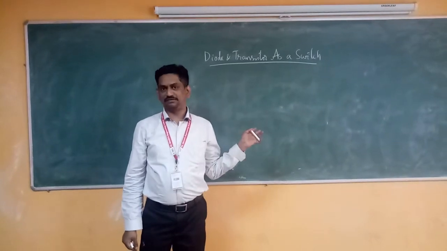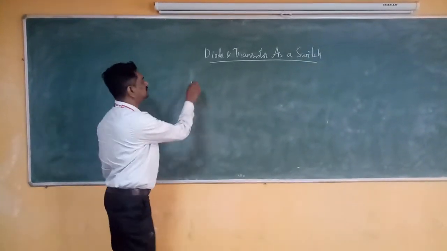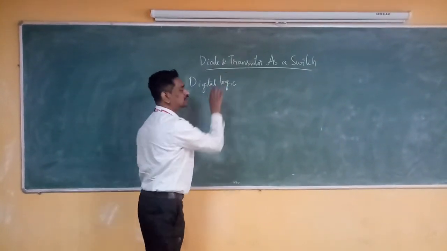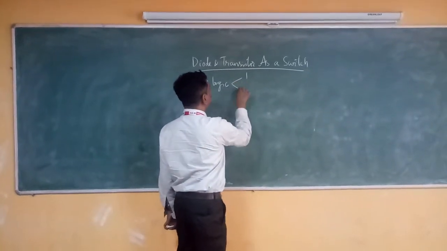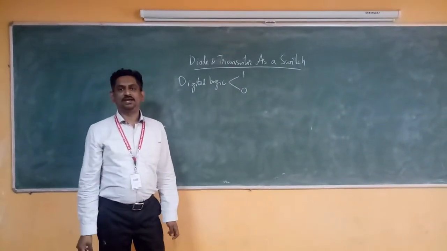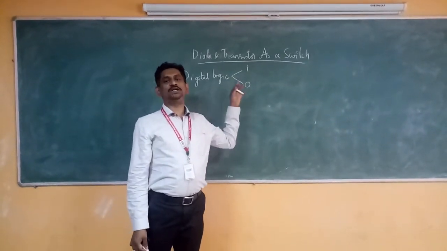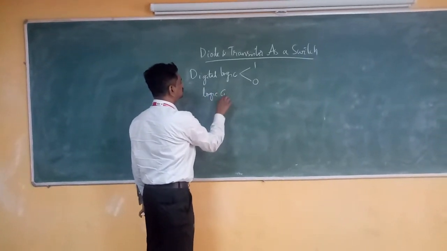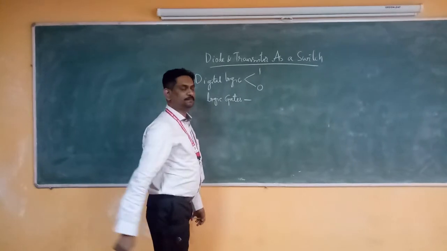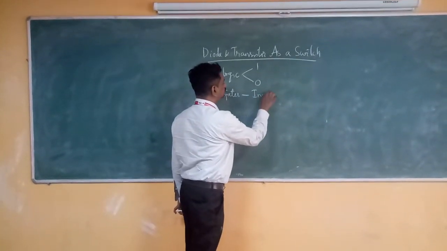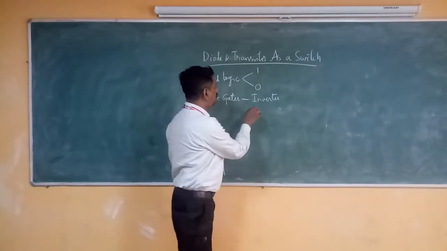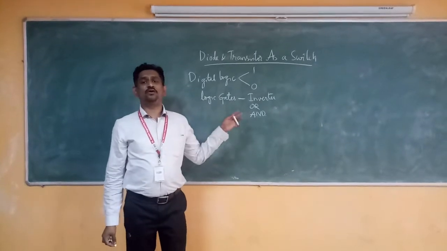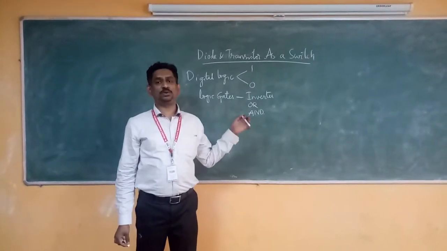Because in digital logic we use on and off. In digital logic, here we use 1 and 0. Here we show this 1 and 0 for logic gates, inverter, and also OR gate, AND gate. Explicitly for all these gates we just show 0 and 1s.